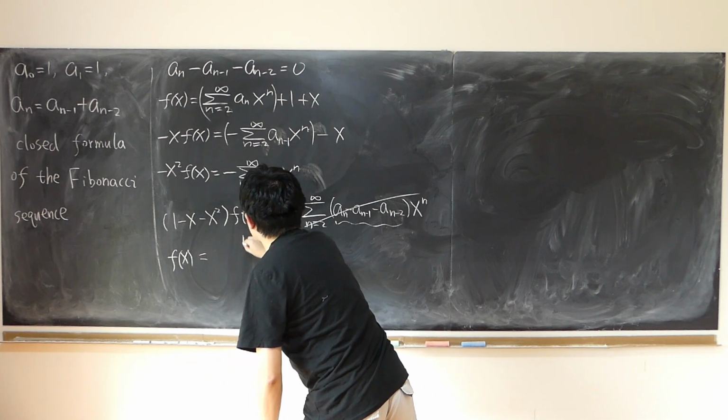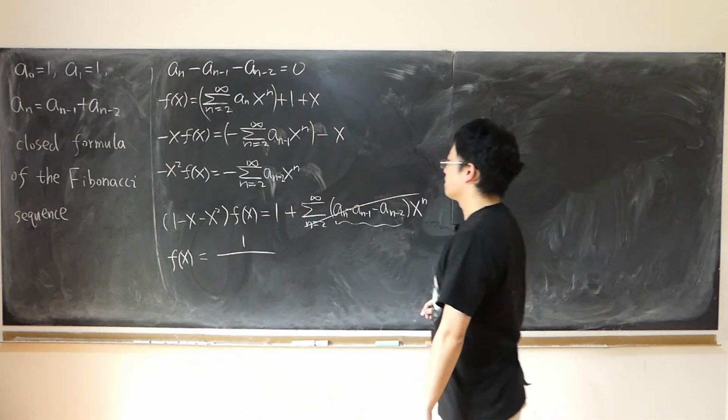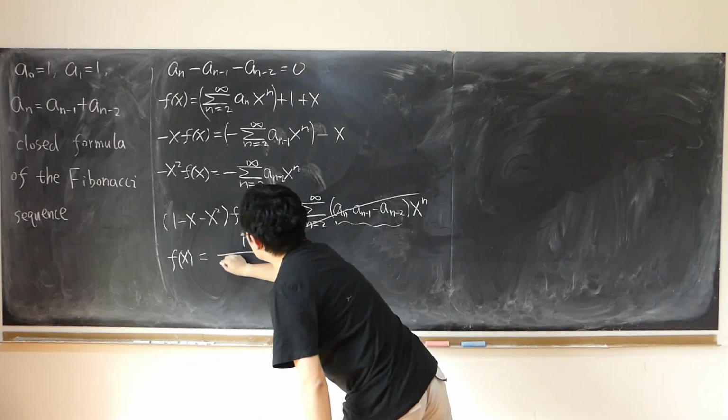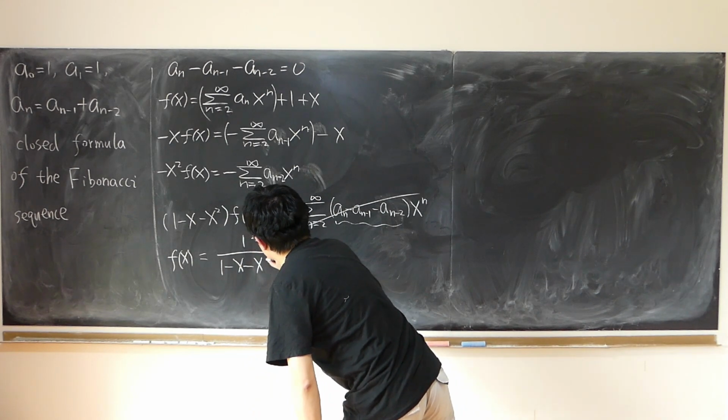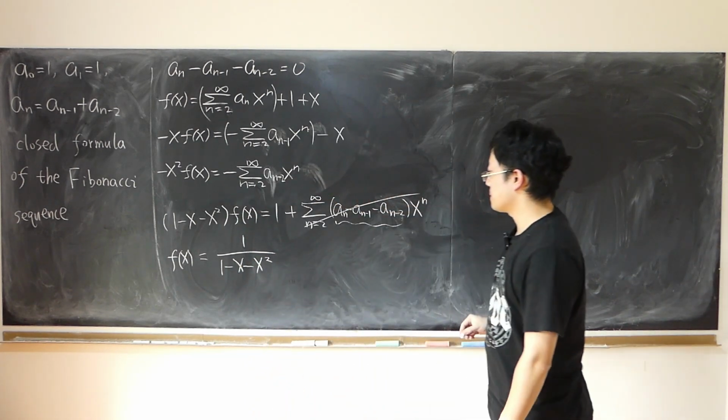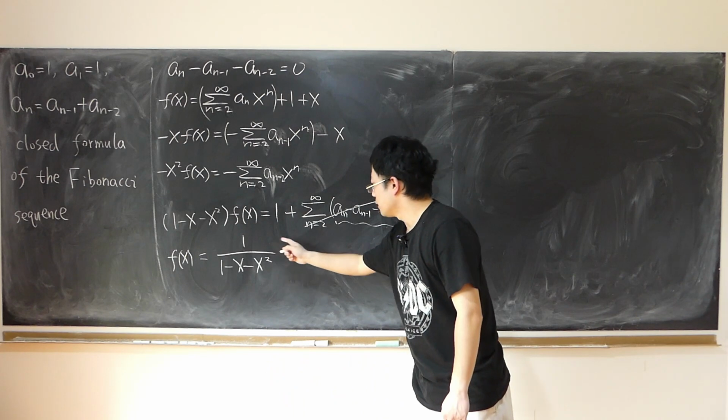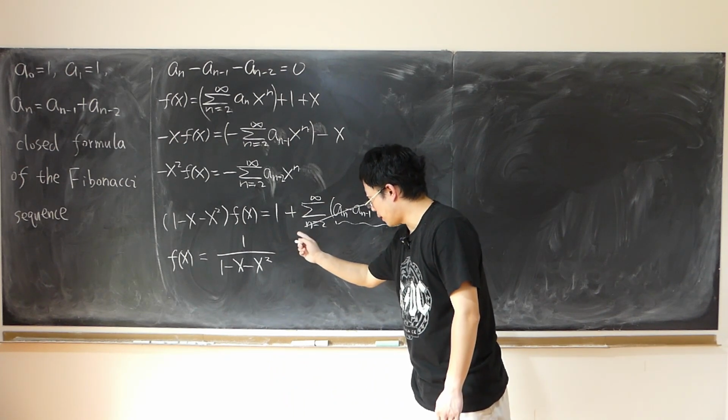So f of x is equal to 1 over 1 minus x minus x squared. All right, we're going to separate this fraction into partial fractions.